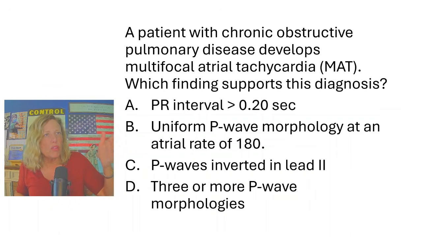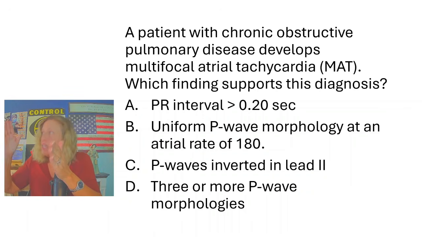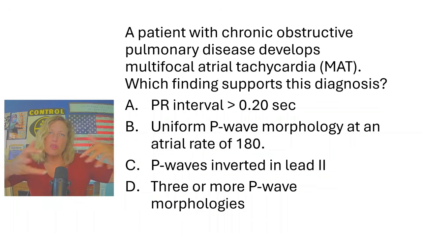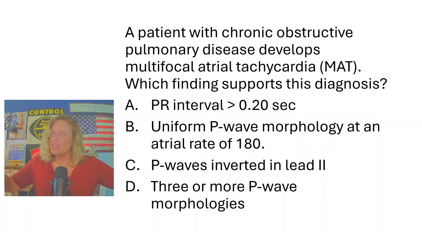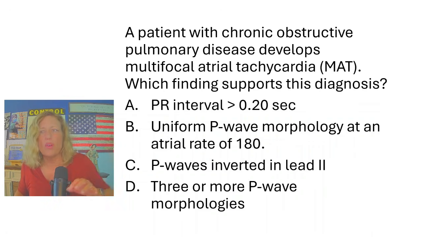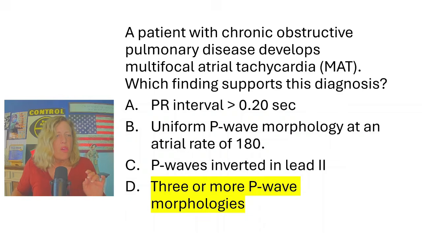It could be like same P wave, same P wave, same P wave, different P wave, different P wave, third type of different P wave, right? And they kind of all go back and forth. And so you're like, there's different places that are controlling this rate. That's what it means by multifocal atrial tachycardia.